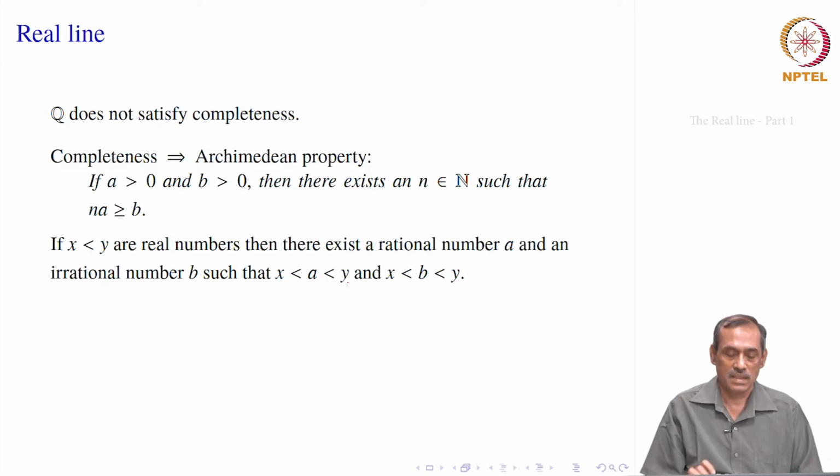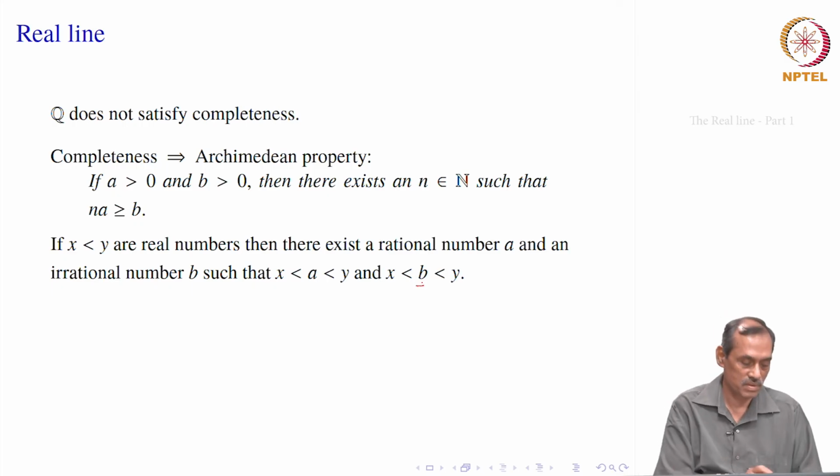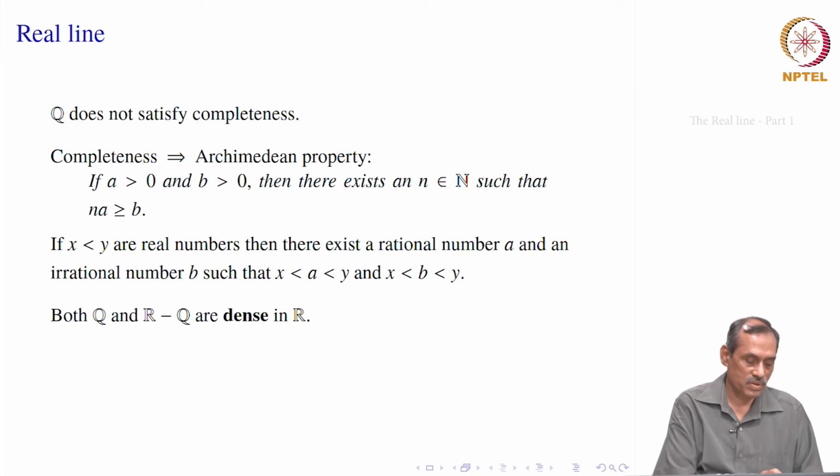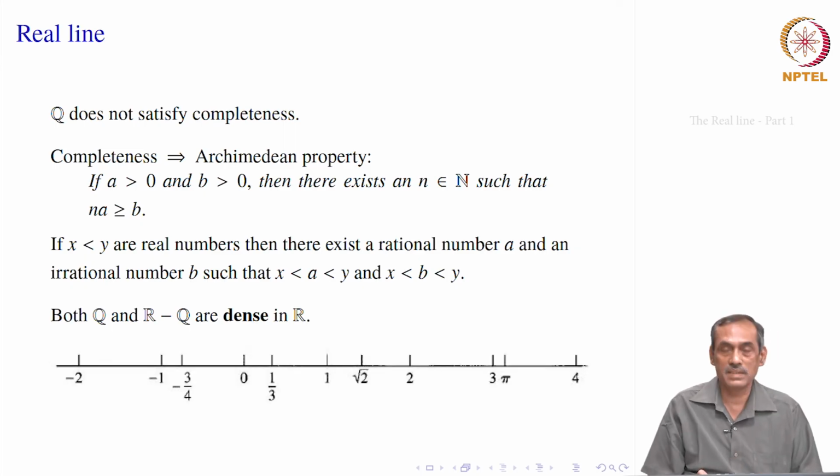Similarly, the irrational numbers are also dense in R. That means, given any two real numbers x and y, where x is less than y, you will always find one irrational number B such that x is less than B, which is less than y, in between those two numbers. So, that is what we write: both Q and R minus Q are dense in R. These properties help us to visualize real numbers as the real line. The set of real numbers can be thought of as a real line.